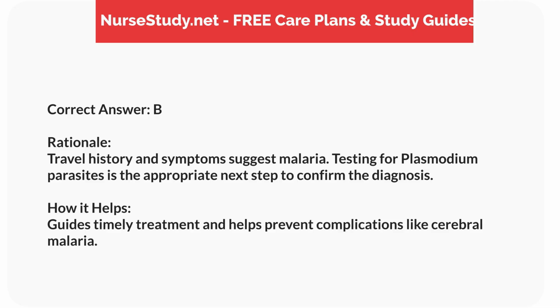Correct answer, B. Rationale: Travel history and symptoms suggest malaria. Testing for Plasmodium parasites is the appropriate next step to confirm the diagnosis. How it helps: guides timely treatment and helps prevent complications like cerebral malaria.